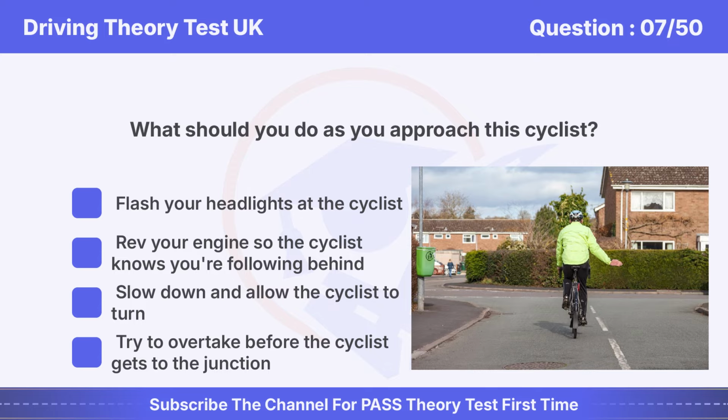Question 7. What should you do as you approach this cyclist? Option A. Flash your headlights at the cyclist. B. Rev your engine so the cyclist knows you're following behind. C. Slow down and allow the cyclist to turn. D. Try to overtake before the cyclist gets to the junction.